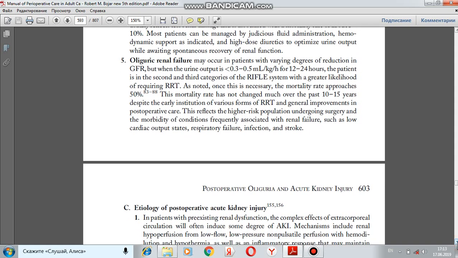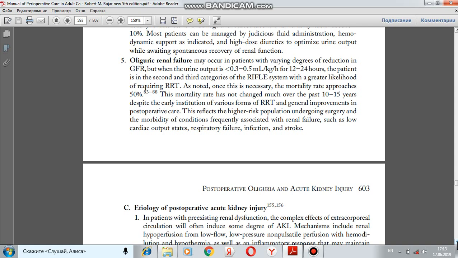5. Oliguric renal failure. Oliguric renal failure may occur in patients with varying degrees of reduction in glomerular filtration rate, but when the urine output is below 0.3 to 0.5 milliliter per kilogram per hour for 12 to 24 hours, the patient is in the second and third categories of the RIFLE system, with a greater likelihood of requiring renal replacement therapy. As noted, once this is necessary, the mortality rate approaches 50%.